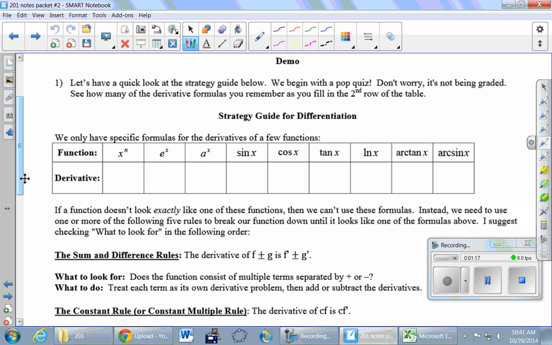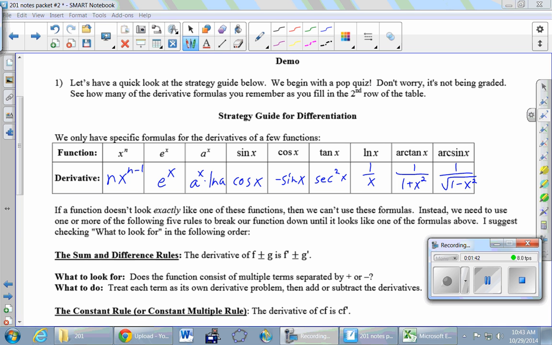But first, pop quiz that doesn't count for anything and isn't collected. I've got a bunch of blank derivative spaces here, so can you guys write in as many as you remember? This is one of the few non-group work things, so just on your own, see how many of these derivative rules you remember. It's okay if you don't know them all. It's probably problematic if you don't know any of them, but fill in as many as you can.